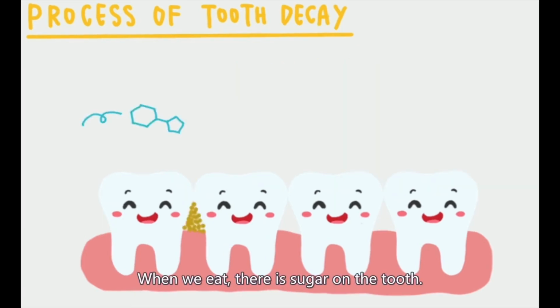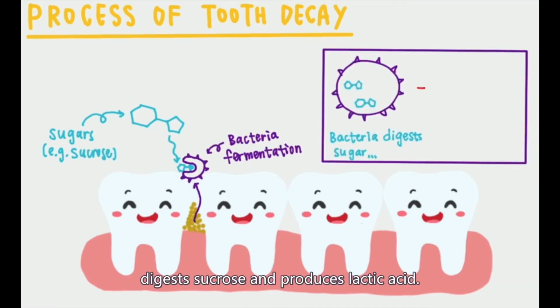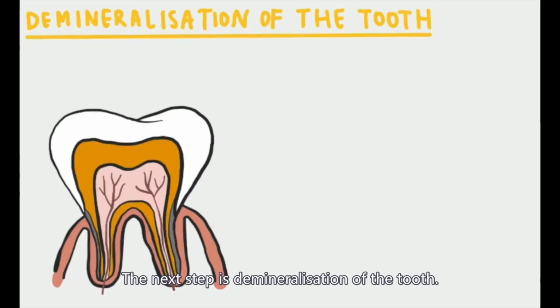When we eat, there is sugar on the tooth. Bacterial fermentation occurs as bacteria in the dental plaque digest sucrose and produces lactic acid. The acids produced have a detrimental effect in the next step. The next step is demineralization of the tooth.